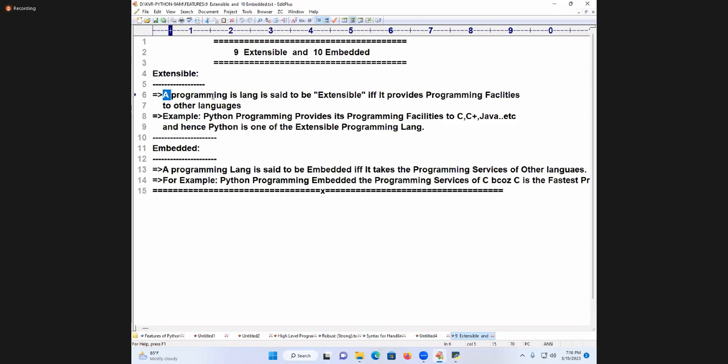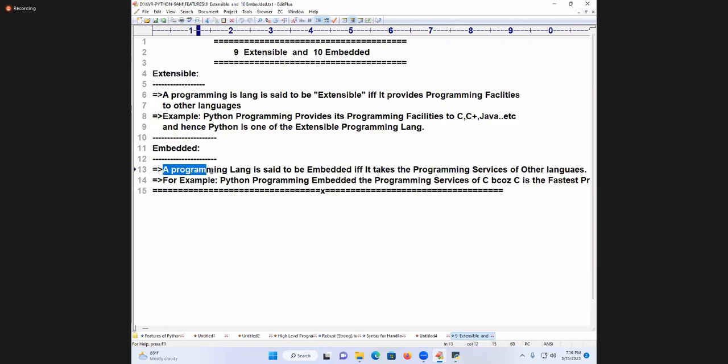Extensible: a programming language is said to be extensible if and only if it provides programming facilities to other languages. For example, Python programming provides its programming facilities to C, C++, Java, etc. Hence, Python is one of the extensible programming languages. Next, embedded.